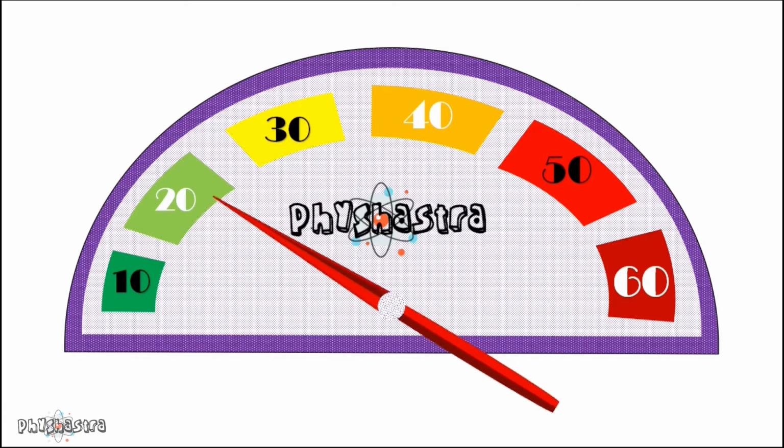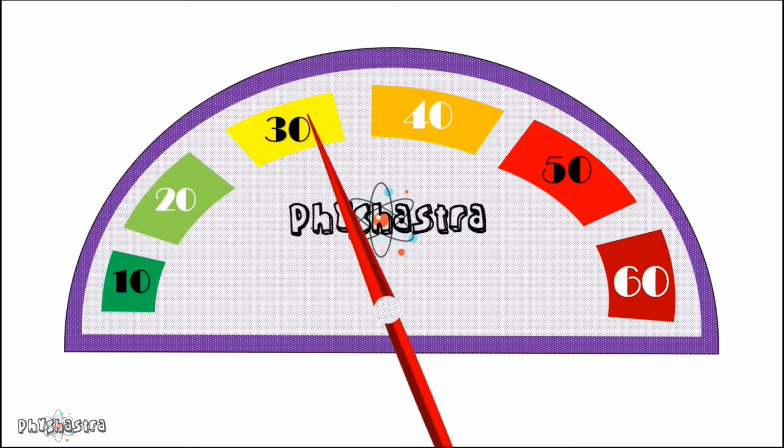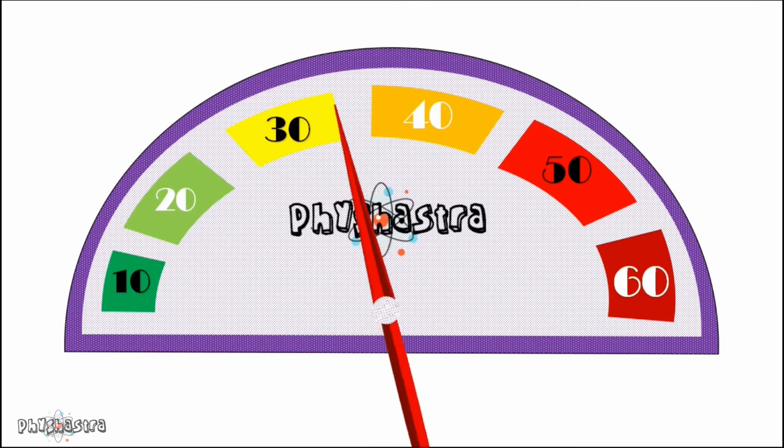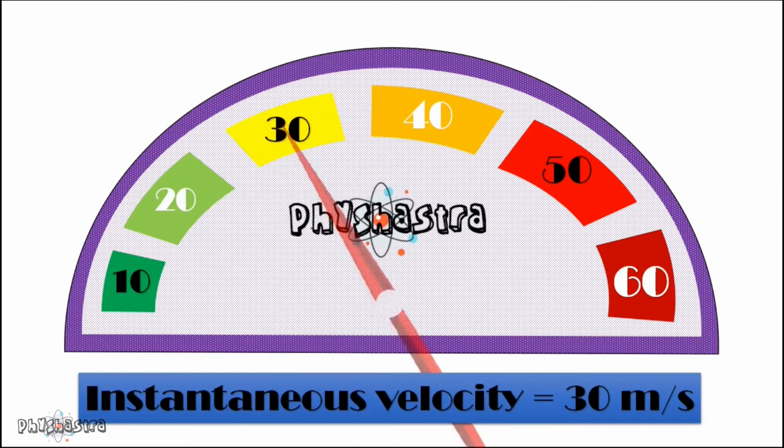So the speed you observe at any particular time is the instantaneous velocity, the velocity found at an instant. How is it different from average velocity, you ask? Average velocity is the velocity calculated for the whole journey. Unlike that, instantaneous velocity is the velocity at a particular instant or second.